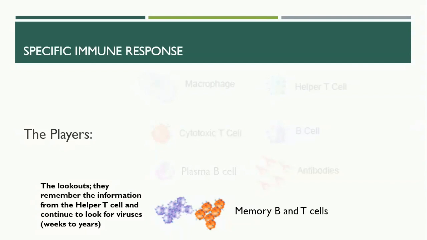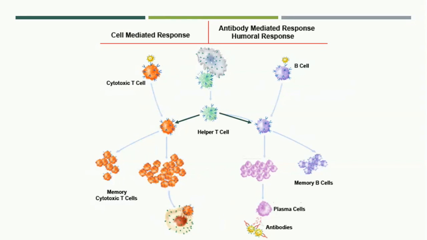The regular B and T cells don't last very long in your system, but they do leave lookouts. These memory B and T cells hang around in your body for weeks and to years, looking for the specific virus or bacteria that it has information on. So now that you know all the players, pause the video and walk yourself through this diagram. Talk with classmates to make sure you understand the roles of all the types of cells.